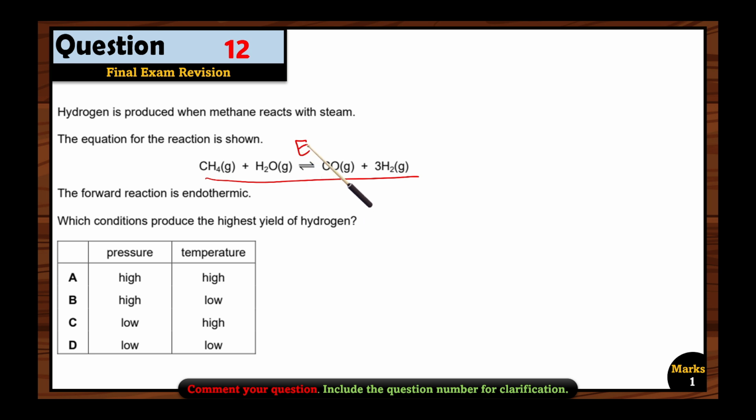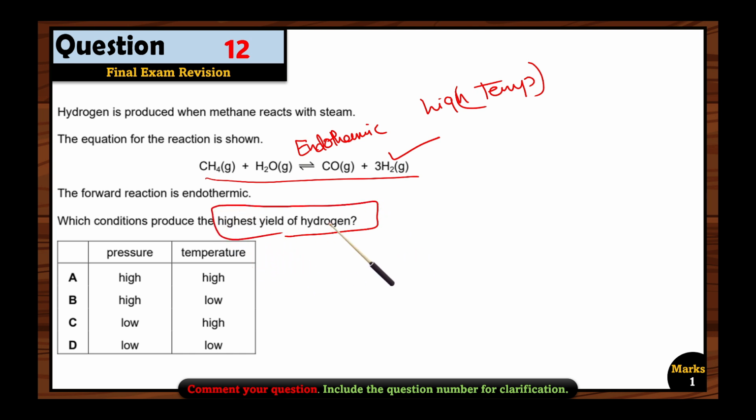So when the forward reaction is endothermic, according to Le Chatelier's principle, endothermic reactions are always favored by high temperature, right? So if you increase the temperature, you will get more product, because they are asking about the highest yield of hydrogen, and hydrogen is actually on the right side. So we have to shift the equilibrium to the right side. So right side means we have to give high temperature. So where is high temperature? Yes, these two options are right.